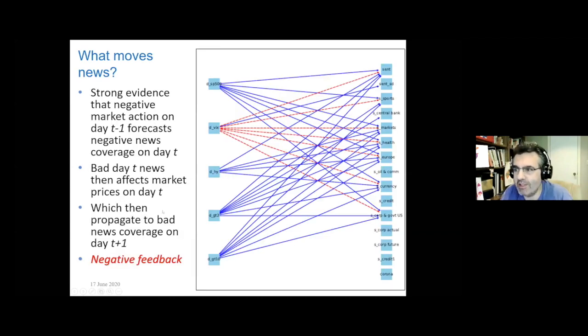There's also evidence that when you look at what markets did yesterday and ask the question, are today's news stories deeply affected by what markets did yesterday? The answer to that question is yes. So basically, the picture that emerges is when markets do something very bad yesterday, the news that you see today is highly impacted by what markets did the day before. At the same time, I just showed you evidence that the news today is contemporaneously correlated with market action today, which then feeds into bad news tomorrow. And so you get this sort of negative feedback loop that precipitates.